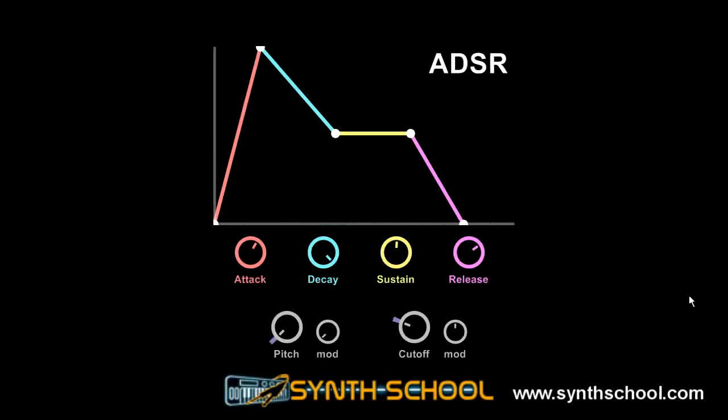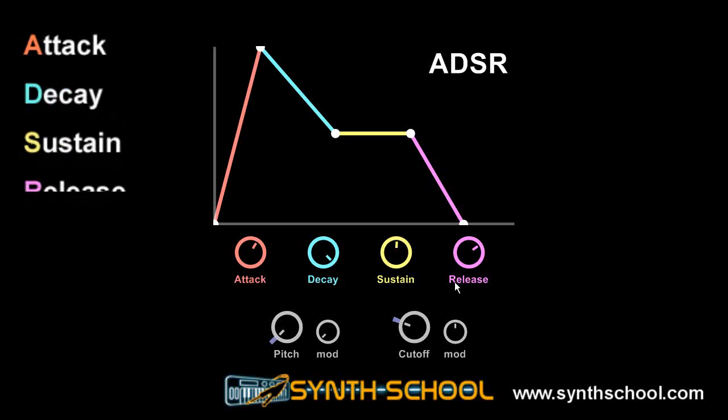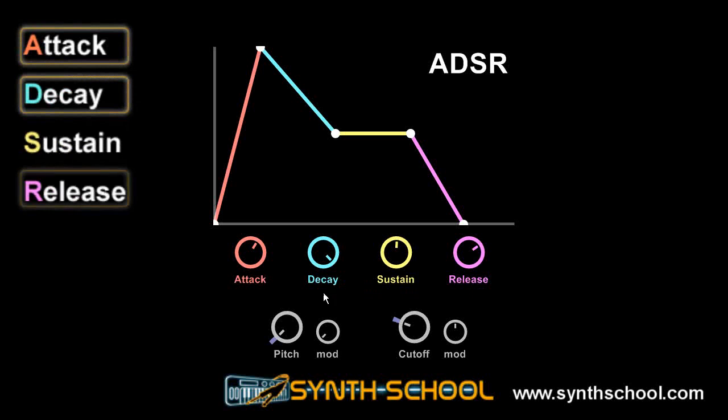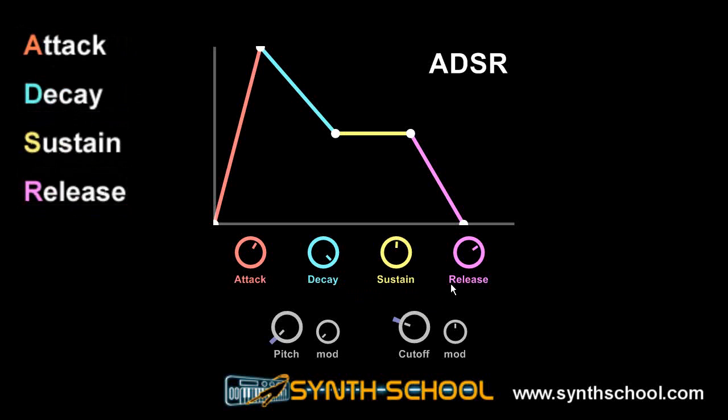An envelope is a tool that helps us automate aspects of the sound. It generates a slow and evolving waveform, which can then be used to modulate different parameters of our synthesizer, such as volume, pitch, and timbre. The ADSR envelope gets its name after its 4 stages: attack, decay, sustain, and release. The attack, decay, and release are all time parameters, while the sustain is an amount or level parameter.